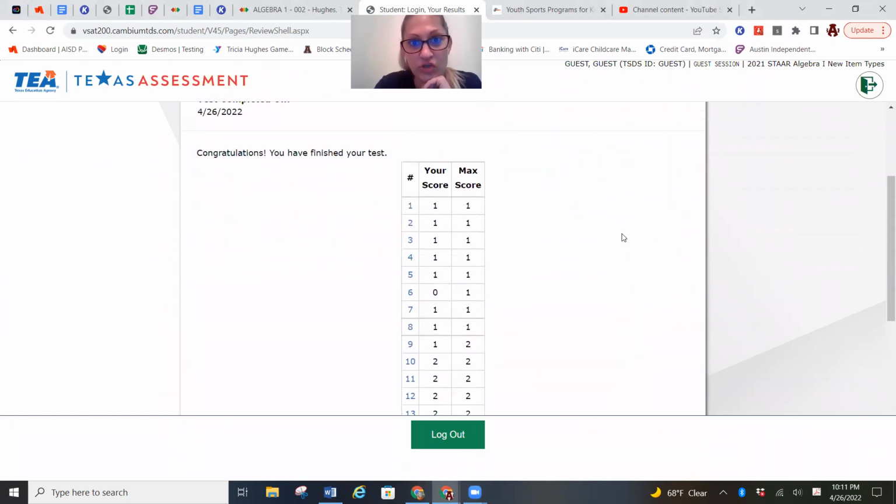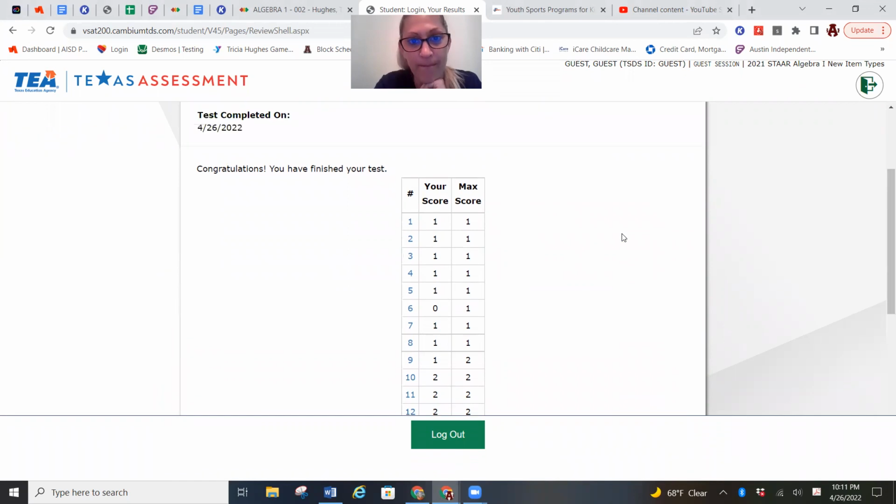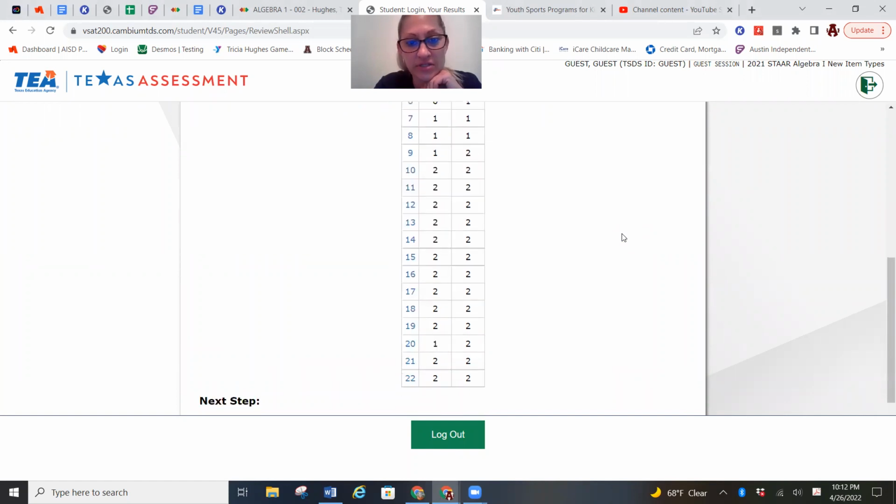Okay, so it looks like I made a mistake on number 6. I'm interested to see what I did wrong. If my score was a 1 and the max score was a 1, then I picked the right answer. I remember these are the ones we had to manually type in. So I would wonder what number 6 would be. I'm thinking about going back and looking at number 6.